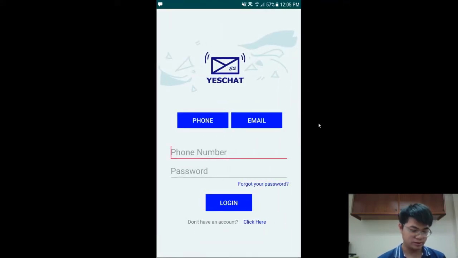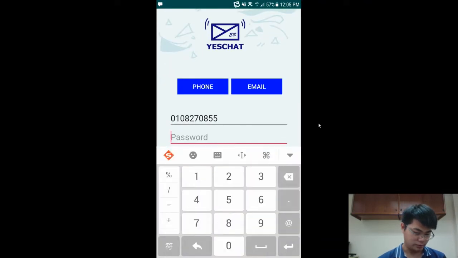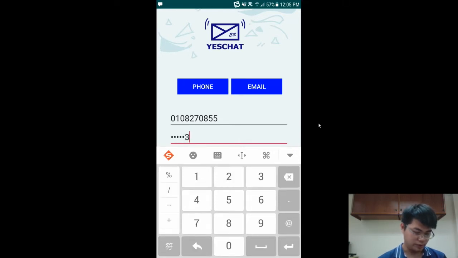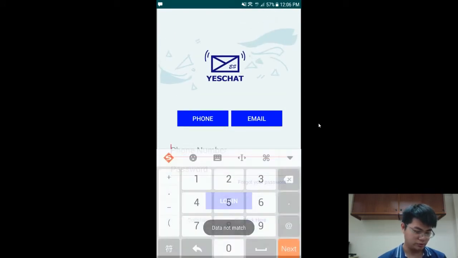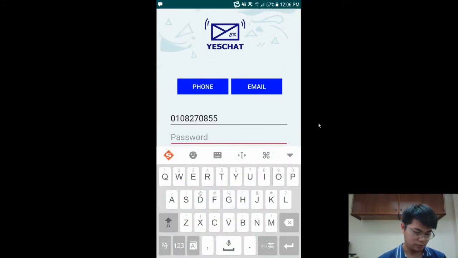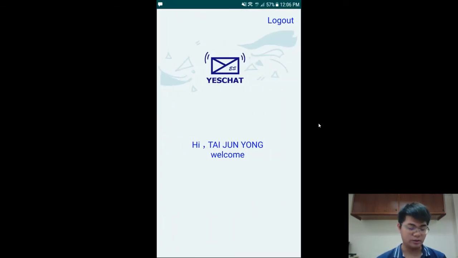So let us log in to our account. Enter the password. Now when we enter the first password we used, it cannot log in because our password has already been changed. So we need to enter it again. Okay, so this is our interface.